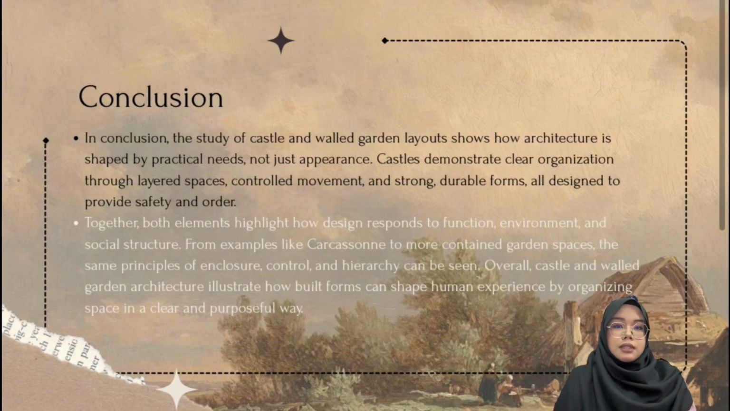For the conclusion, the study of castle and walled garden layouts shows how architecture is shaped by practical needs and not just appearances. Castles demonstrate clear organization through layered space and controlled movement, all designed to provide safety and order. Together, both elements highlight how design responds to function, environment, and social structure. Overall, castle and walled garden architecture illustrate how built form can shape human experience by organizing space in a clear and purposeful way.